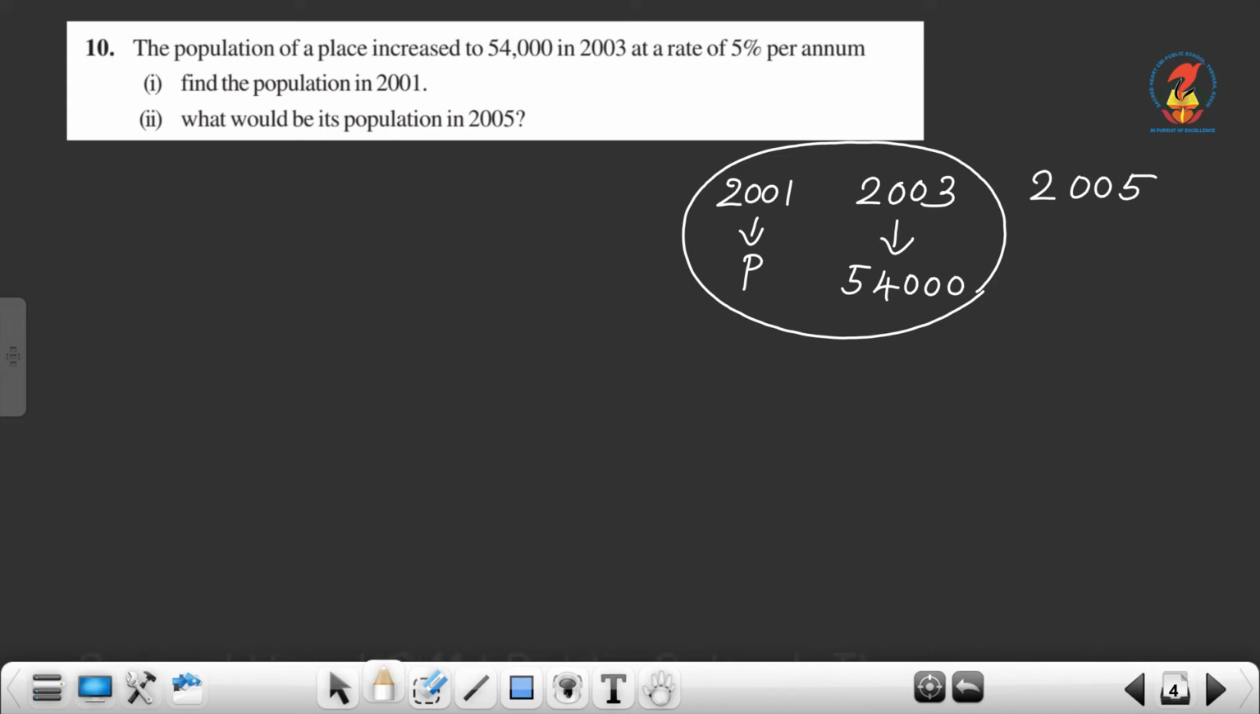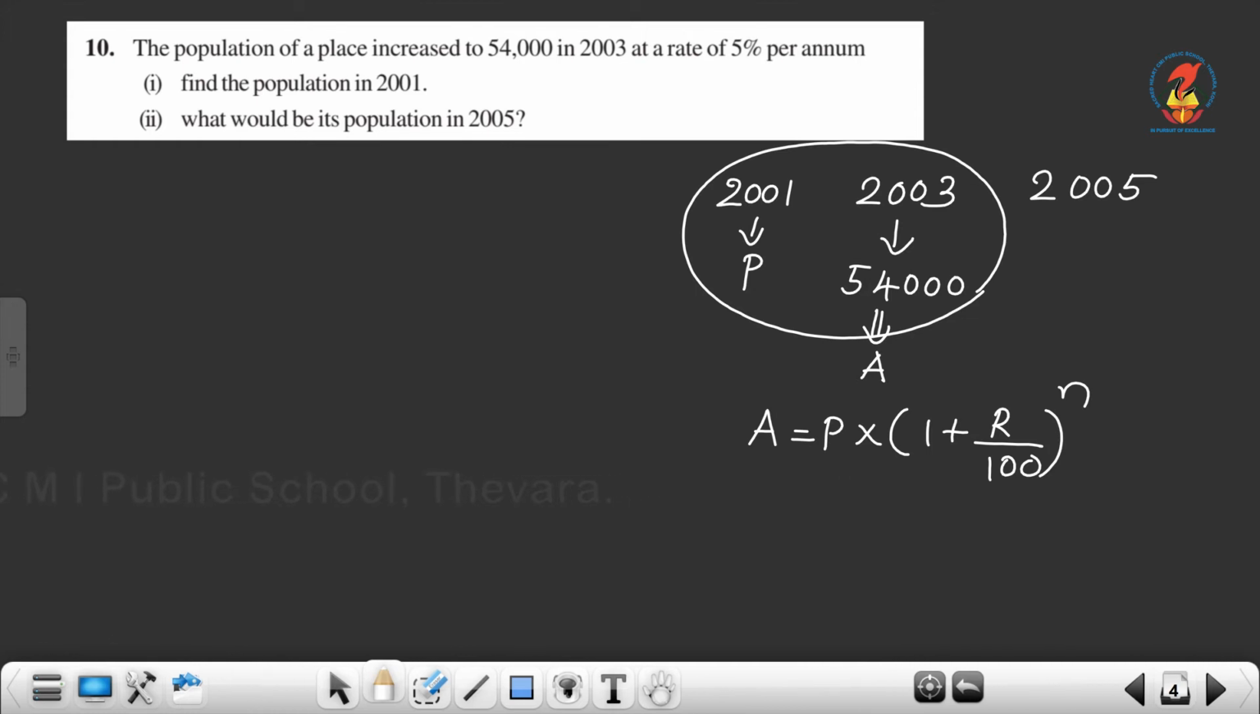Then after 2 years, the population is 54,000. So this 54,000 will stand for which one? A. So we can denote the population in 2003 by the letter A. That means the compound interest formula is A equal to P into 1 plus r by 100 whole raised to n. Now P is the initial one and r is the rate and n is the number of years, and after certain years you will get the value of A. That means the amount you will get after certain years.